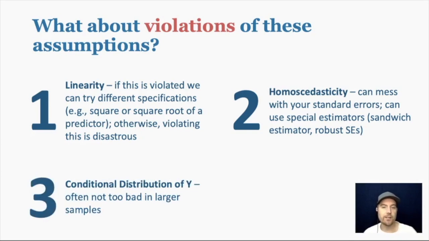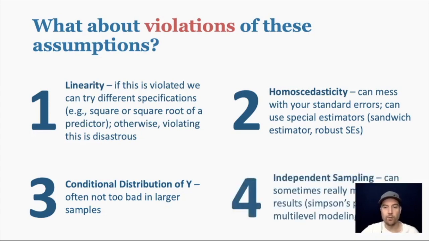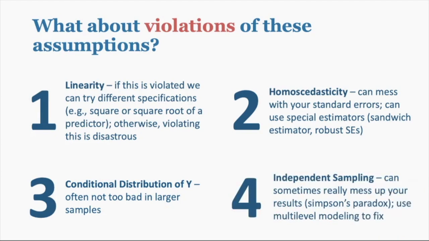The third is a conditional distribution of y. It's often not too bad in larger samples. Sometimes we can adjust this with a transformation, like what we were talking about with linearity. But if your sample's big enough, it's usually not a huge issue. And then the fourth one, independent sampling, can sometimes really mess up your results, especially if there's the Simpson's paradox thing going on that we talked about before. We're going to use multi-level modeling to fix this.